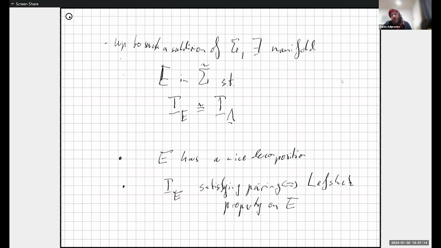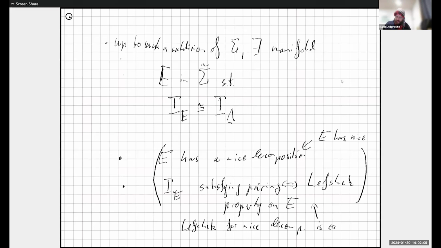Okay, so we came full circle, right? We wanted to prove the Lefschetz property, reduce it to a pairing, and now I find a new surface that contains my original delta, and I want to prove a Lefschetz property again. But the point is that E has a nice decomposition, and we know how to prove the Lefschetz property for everything that has a sufficiently nice decomposition. Somehow, Lefschetz for a nice decomposition is easy. And that's the idea for the first proof.